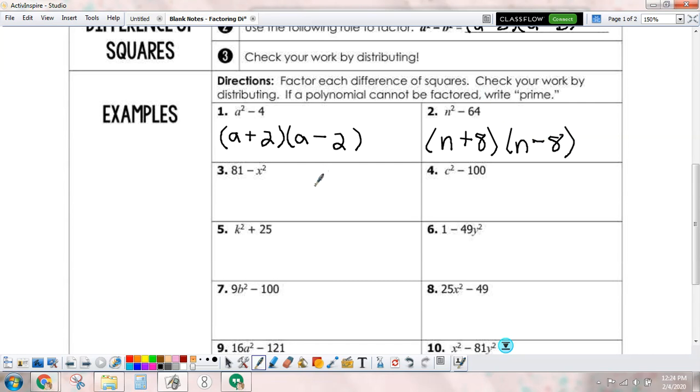All right, number 3, so this time it's just flipped, and that's okay. We have our subtraction here, that's great. 81 is a perfect square, and x squared is a perfect square. So I know we're good. So I'm going to go ahead and put my parentheses, and I'm going to go ahead and simplify this.